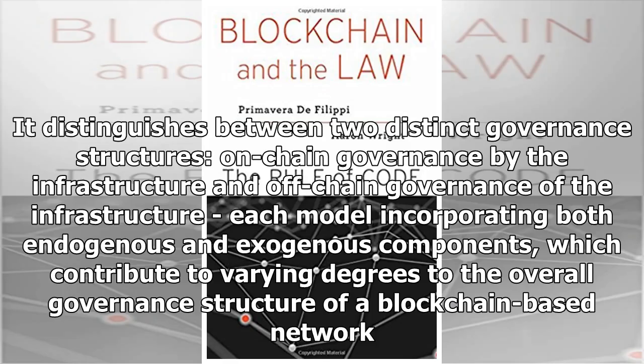It distinguishes between two distinct governance structures: on-chain governance by the infrastructure and off-chain governance of the infrastructure, each model incorporating both endogenous and exogenous components, which contribute to varying degrees to the overall governance structure of a blockchain-based network.